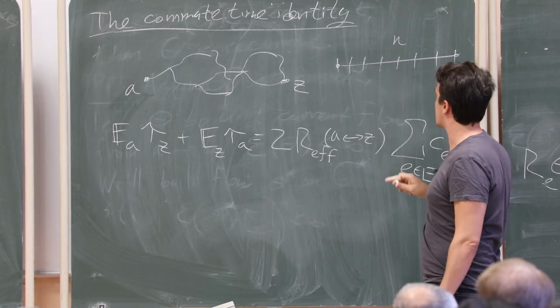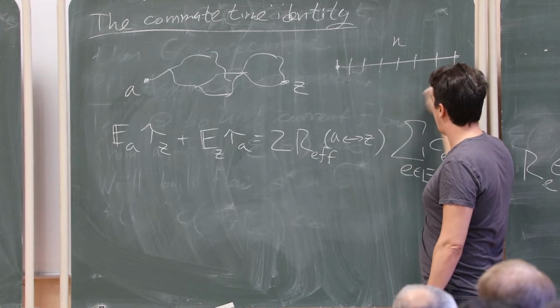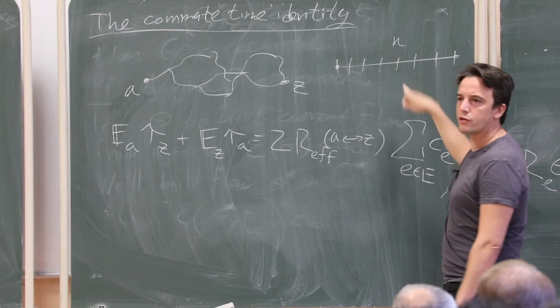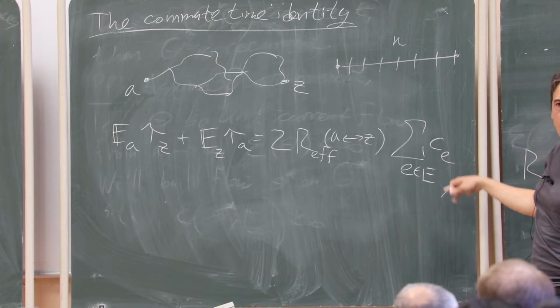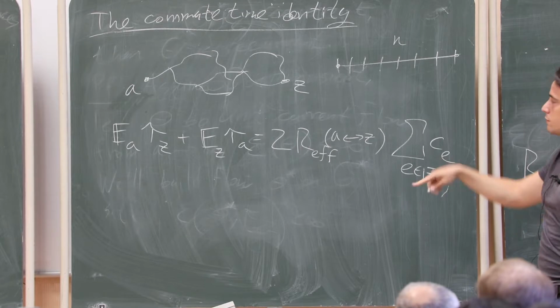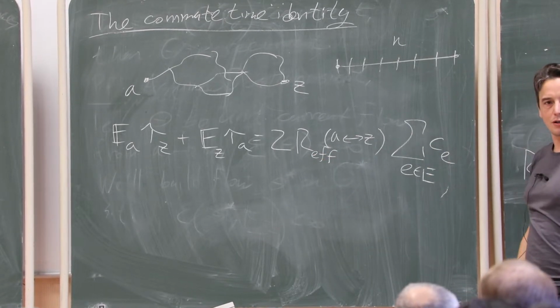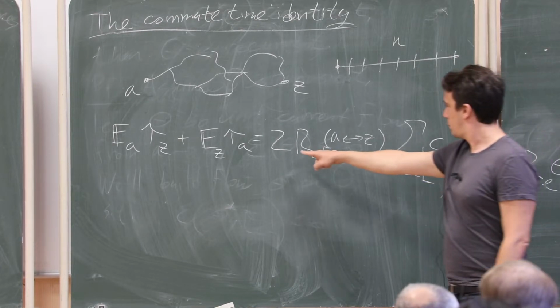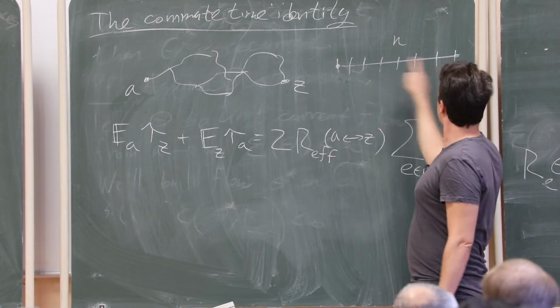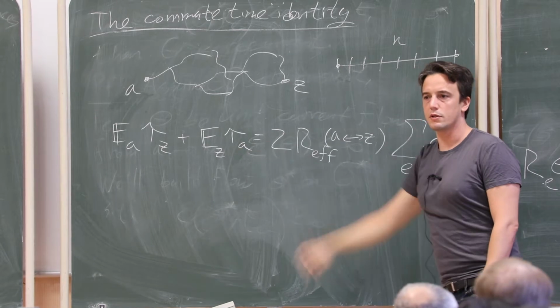And indeed, the resistance from here to here is n, right? And the number of edges, each one receiving conductance 1, is n. So you get n squared here, and it even gives you the right constant, with the 2. So you know, in fact, that this is a completely symmetric thing. These two things are equal.